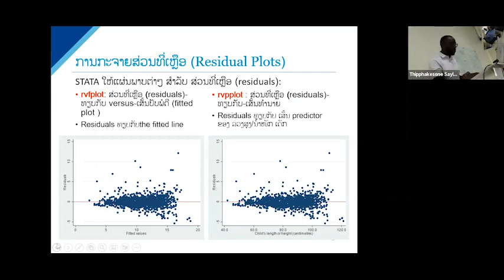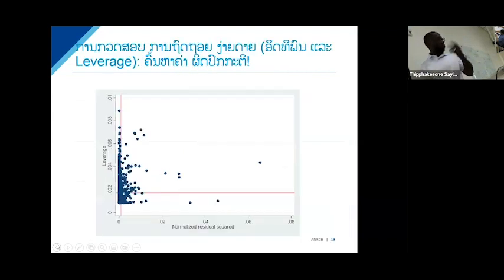All right. And so you can use the following function in Stata to do that. The red line here is plotted at 0. Again, you really want to see if there's any pattern within those residuals. But you can also plot the residuals against the predictors, instead of fitted values. Again, you hope to see no pattern in this plot. You can also look at what we call influential or leverage points. That really helps you to see unusual points.